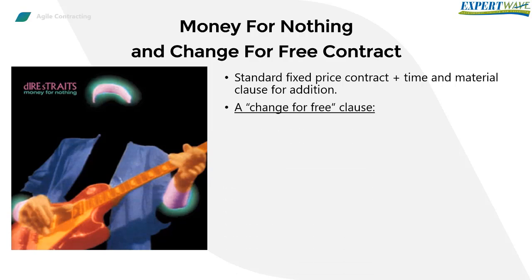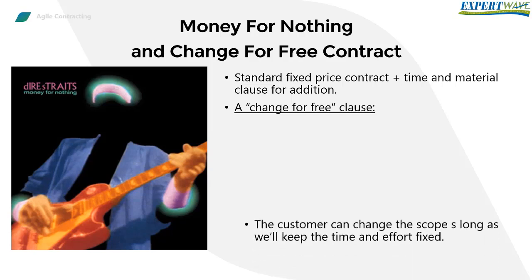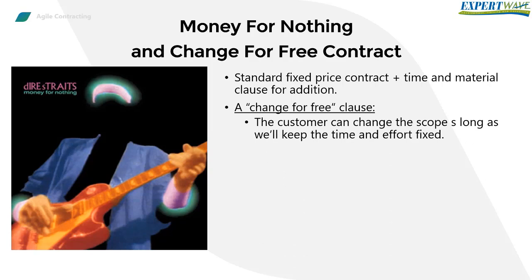A change for free clause is added. The aim of this clause is that after each iteration, the product owner works with the customer in prioritizing the backlog items. Any requirement that hasn't already been worked on can be swapped out for another requirement of equal value. So, if the customer wants to add a new feature, simply they can add it. But in return, they should pick another feature or more from the backlog to remove. The idea here is that we agreed to work a fixed amount of time and effort. You can change the scope as you want as long as we will keep the time and effort fixed.